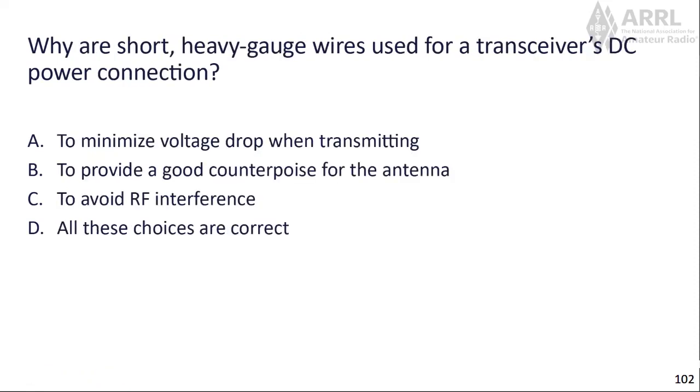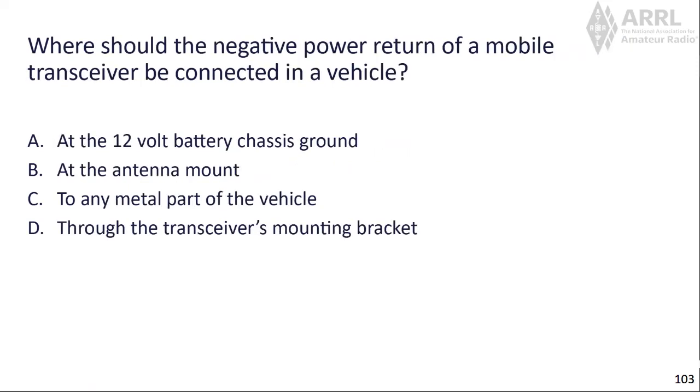Why are short heavy gauge wires used for transceivers' DC power connections? You want to minimize the voltage drop when you are transmitting. Okay. Where should the negative power return of a mobile transceiver be connected to a vehicle? At the 12-volt battery chassis ground. Okay.